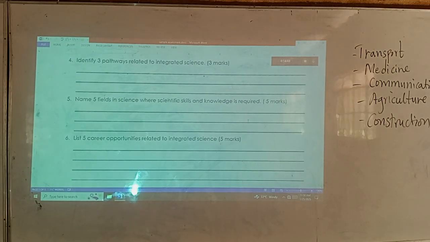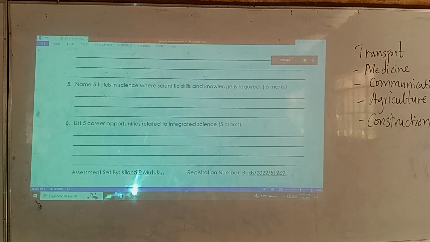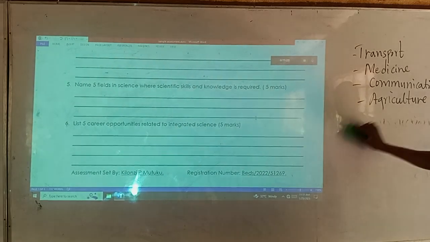Now we go to the last question. Let me have which group will read for us. Group 2, read for us that question. These 5 career opportunities related to integrated science. Good. Which group will present for us answer for that question?